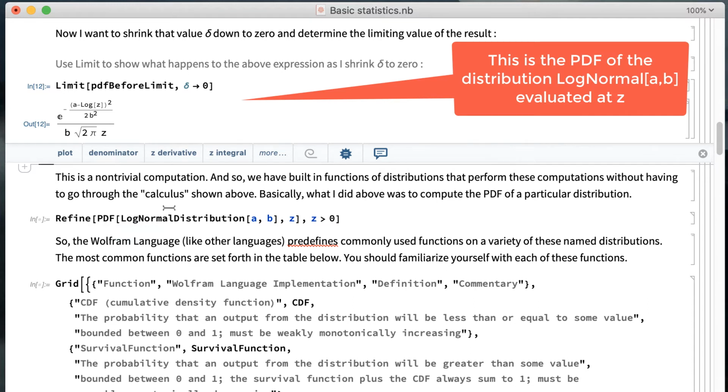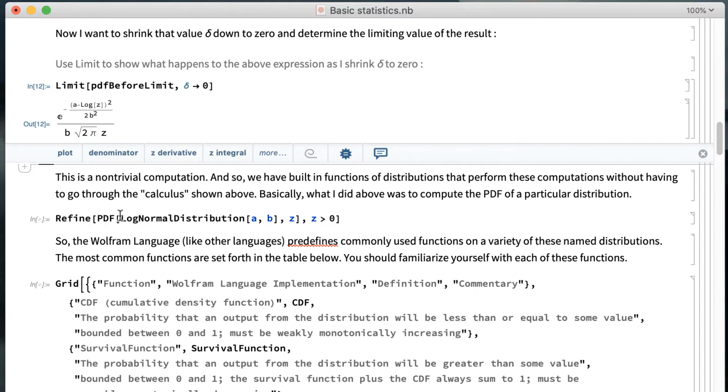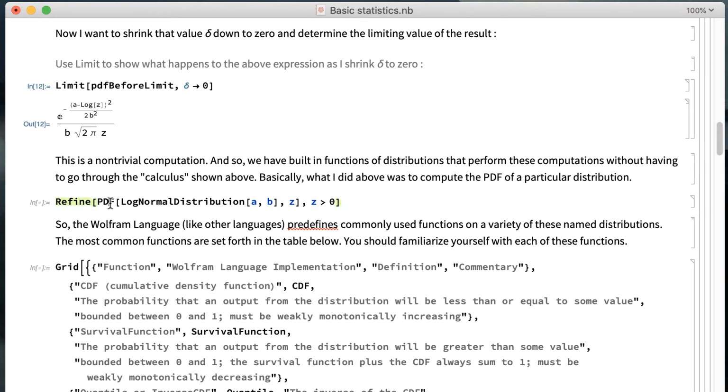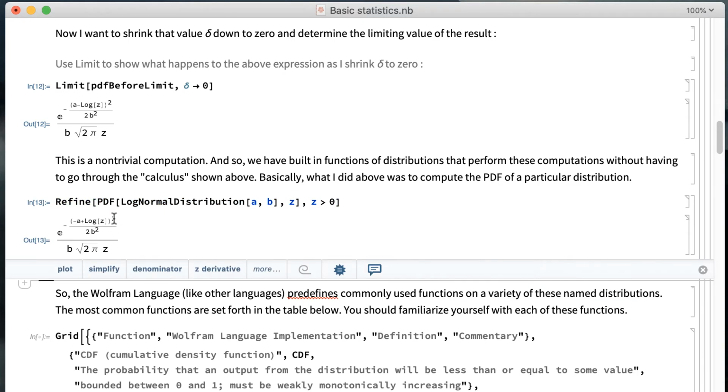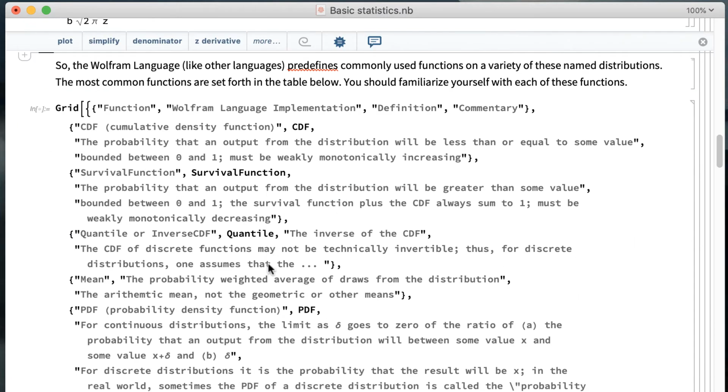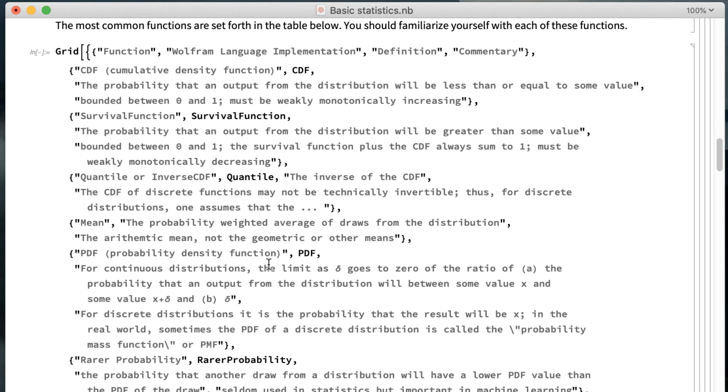And so here, rather than going through all that limit stuff, I'm just going to ask Wolfram Language directly, hey, what's the PDF of the log normal distribution parameterized by a and b, evaluated at z, and let me just remind you that z is greater than 0. So if we do this, we get this expression, and if you stare at this expression and this expression, you'll see that they're the same. So the good news is that you don't really have to do all this limit stuff when you're actually using these functions. You simply have to understand what those functions are.